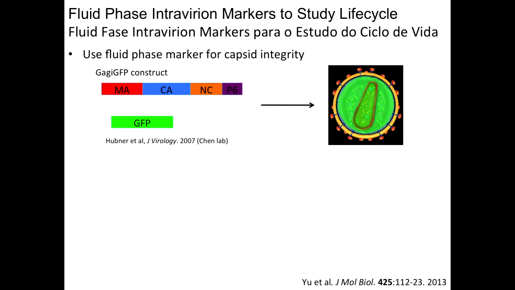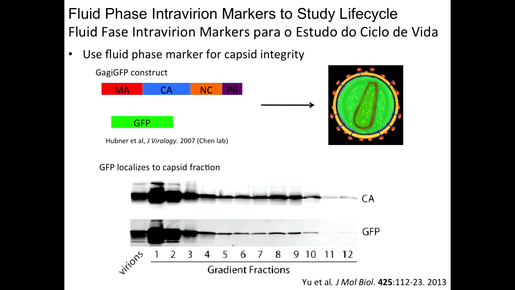And I always argued that there was going to be some GFP in the cone, and there would be some GFP outside of the cone. Others felt it was all going to be on the outside of the cone. So we did some work including, say, you take the viruses and you lyse them and you run them out on a gradient.